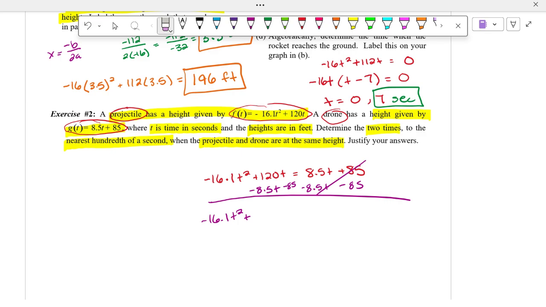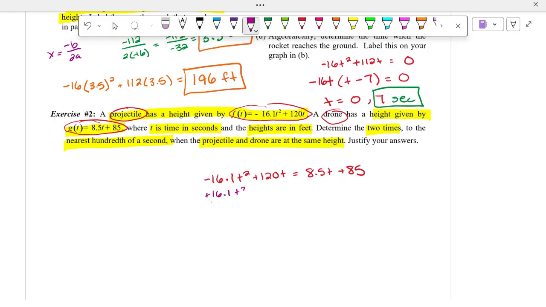You could, but yeah, let's do that. That's friendlier. You could, but honestly, we end up having to use the quadratic formula anyway, so it wouldn't really matter. But just for consistency's sake, we'll move this stuff to the other side. That goes away. We get 0 is equal to 16.1t squared.